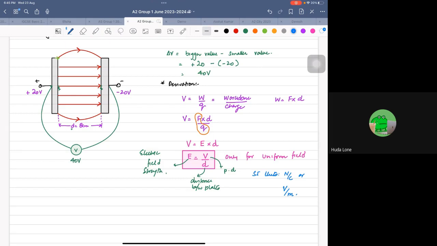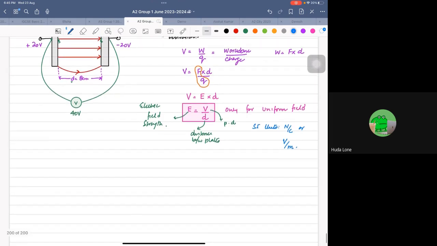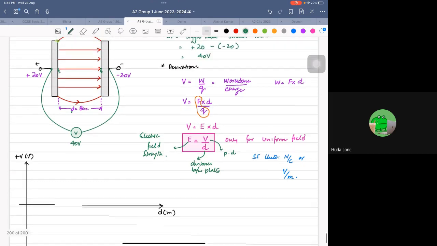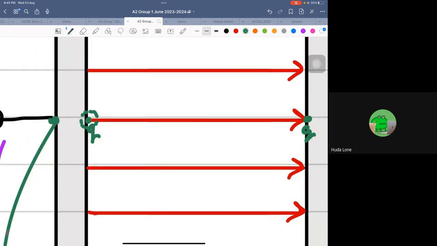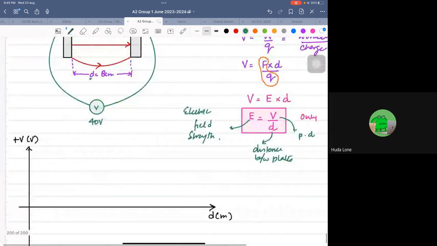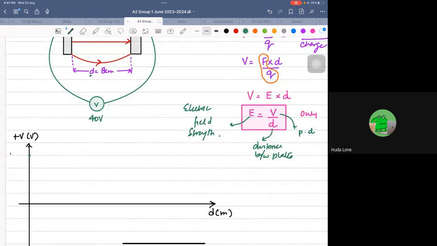Now, what happens to the potential? We need to understand it through the graph as well. So let's draw a graph here. Here we have positive potential in volts, this is distance in meters, and this is negative potential in volts. Now see this. When we start from this very point, the potential at the first plate was right here. Let's call this positive 20. You guys agree?